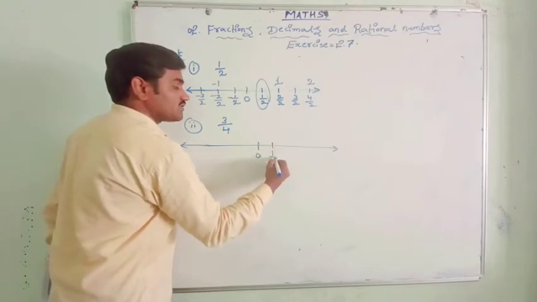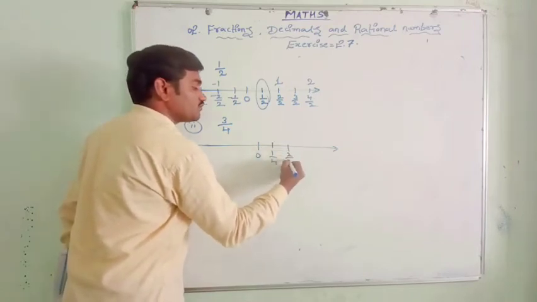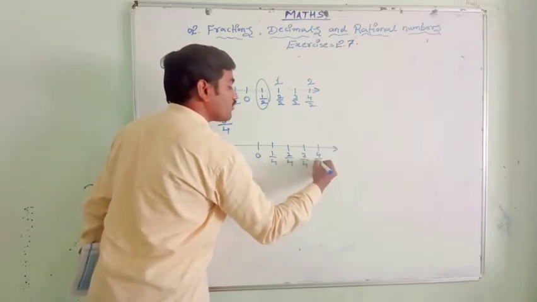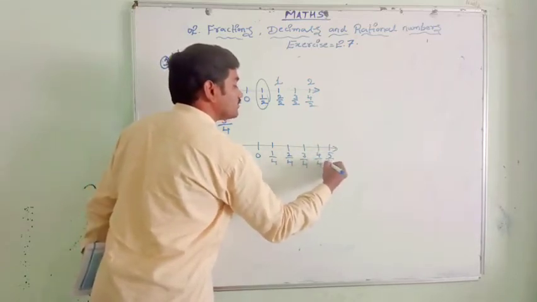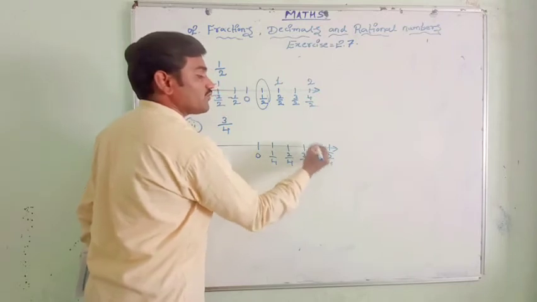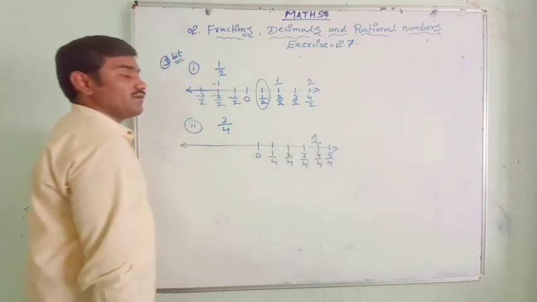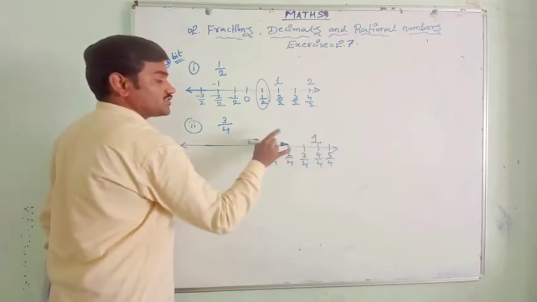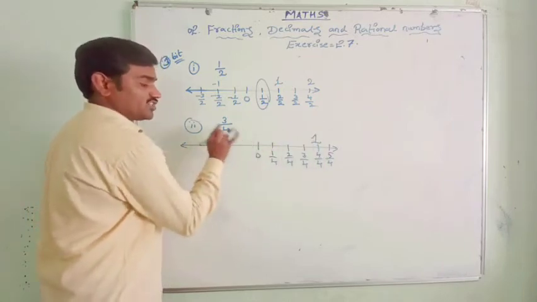So here it is 1 by 4, 2 by 4, 3 by 4, 4 by 4 and 5 by 4. When you see 4 by 4, four ones are four, so completely it will be 1. Counting 1, 2, 3, 4: here it is 0, here it is 1. Between 0 and 1 there will be 4 partitions.